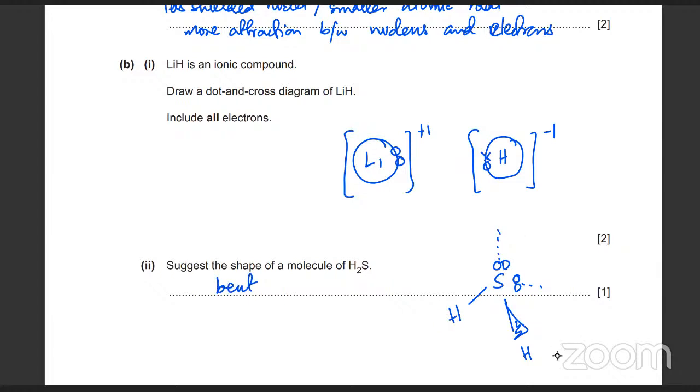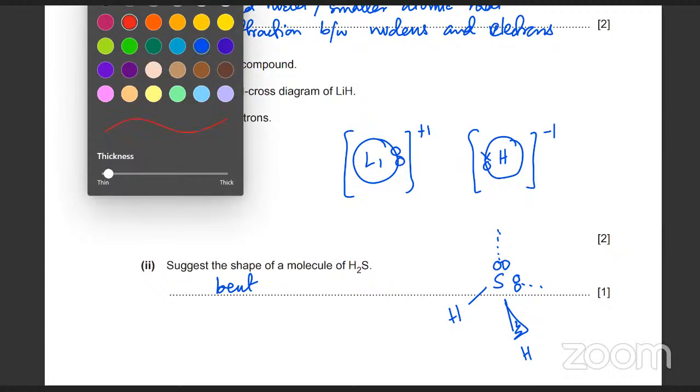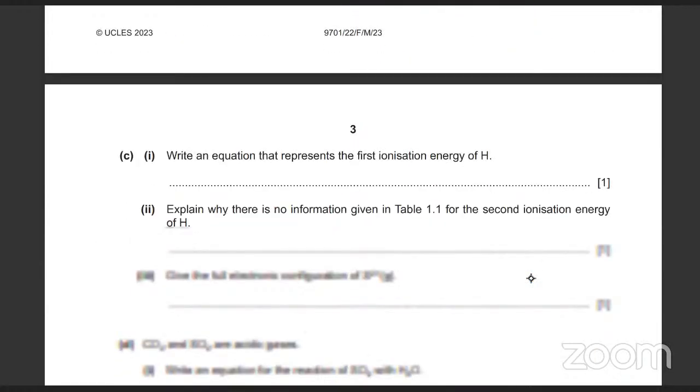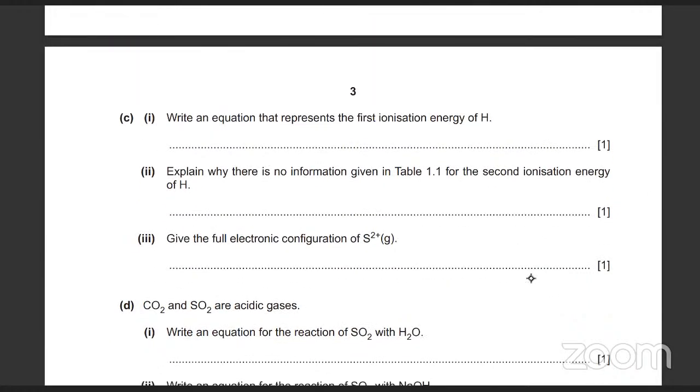What's the angle in H2S? Well, if it had been tetrahedral, it would have been 109.5. But since it has 2 lone pairs, it's 104 degrees. 104.5 to be specific. As the next one, write an equation to show the first ionization energy of H. So H plus energy gives H plus plus an electron. You're removing 1 electron, right? And always remember it's going to be a gaseous atom. So you'll be removing electrons from a gaseous atom.